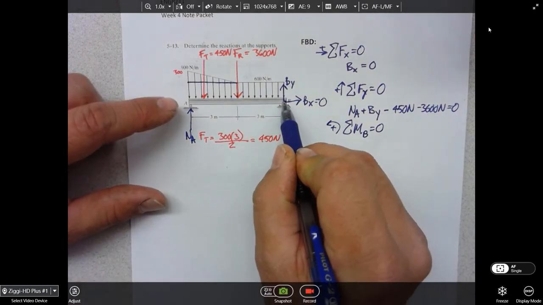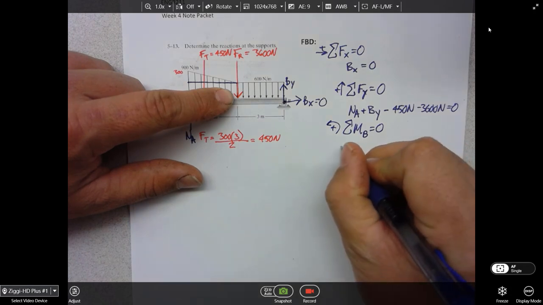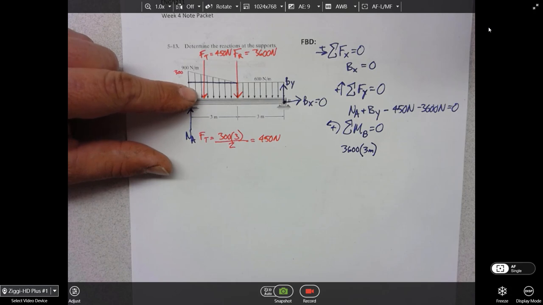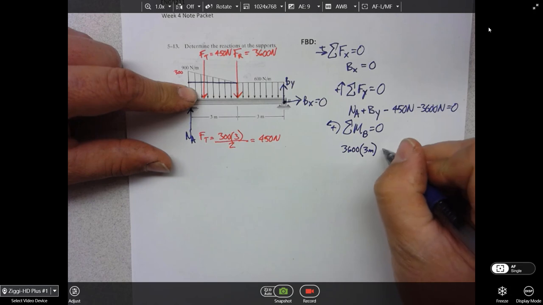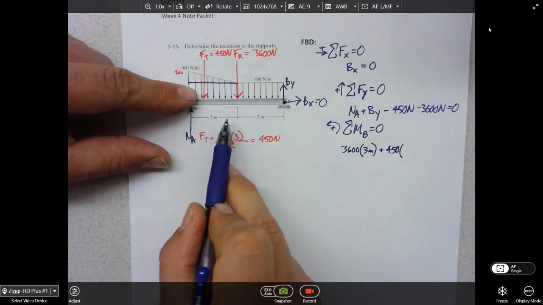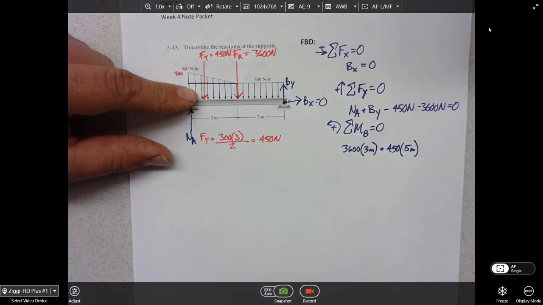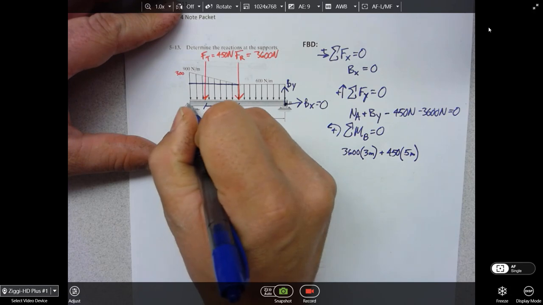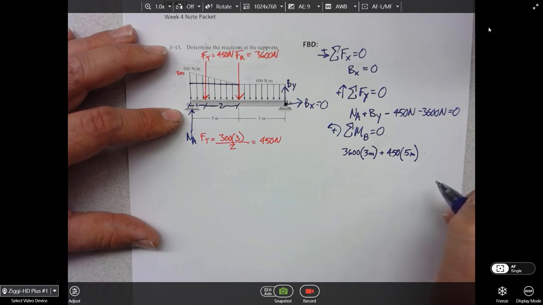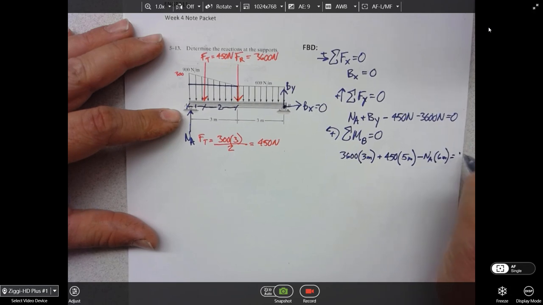All right, so if I'm at B, does F sub R cause positive or negative moment? Positive. So it's going to be 3,600 times 3 meters, and that's positive. How about F sub T? Positive or negative? Also positive. 450. Where is it? It's 2/3 from the thin end. So it looks like it's 5 meters away. Right, because this would be 2, and this would be 1. How about NA? Does it cause a positive or a negative moment? Negative. Negative NA, and that's 6 meters away, and that has to equal 0.